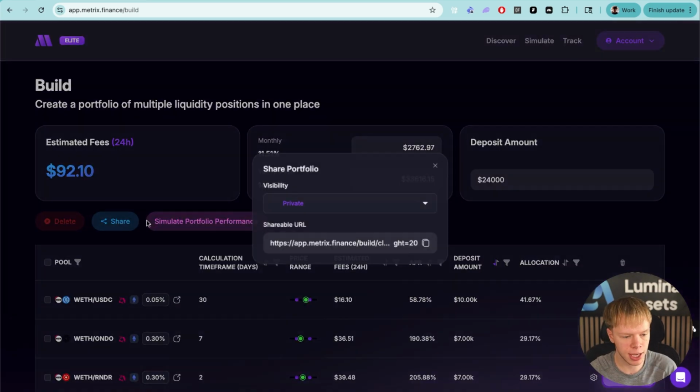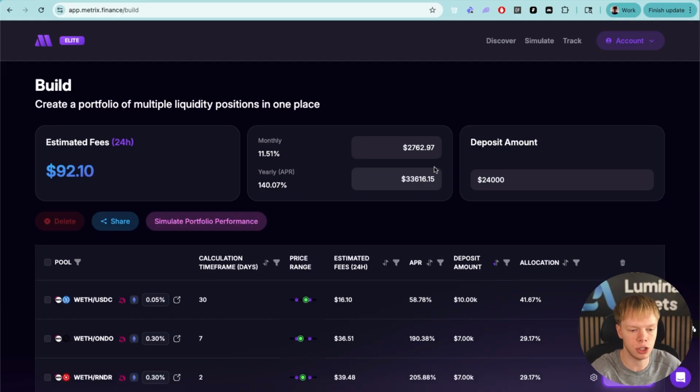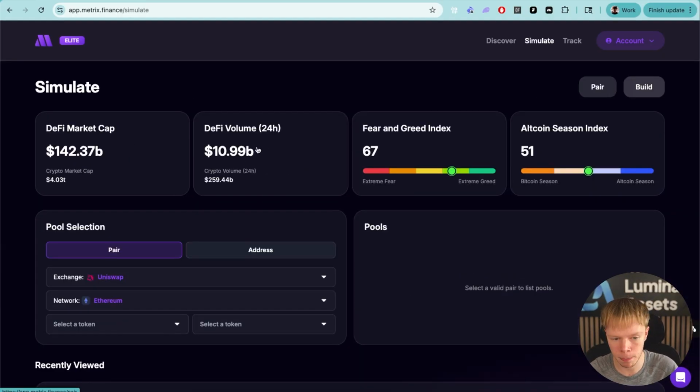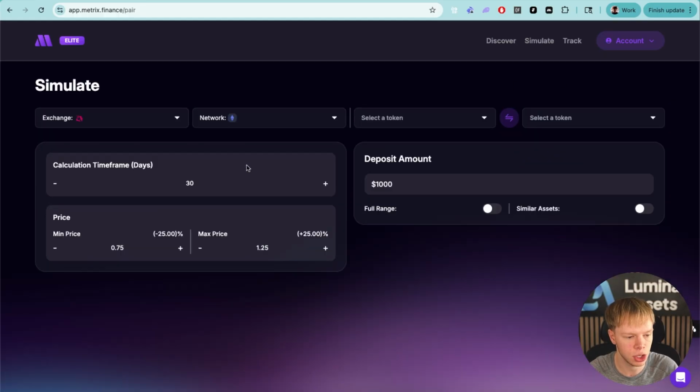And as a bonus, you can take this portfolio and share it with other people. That way, if you want to show people the strategy that you're thinking about running, you can get feedback on it. Metrix Finance also features something called pair, where you can look at specific positions for a pair.